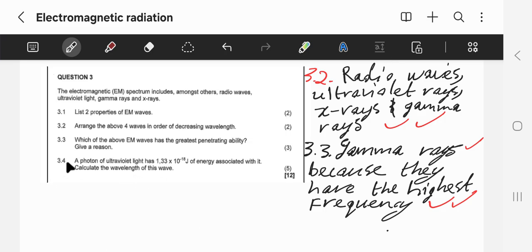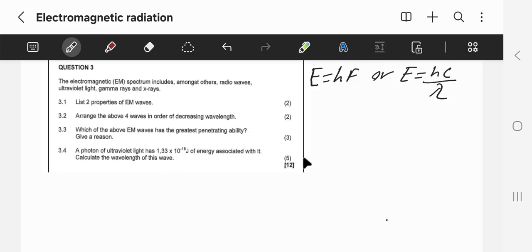Now we move on to the last one, 3.4, and it says a photon of ultraviolet light has 1,33 times 10 to the power of negative 18 joules of energy associated with it. Calculate the wavelength of this wave. Firstly, I'm gonna write down our two formulas. These are our two formulas, but remember that this one we use when we are given what? Frequency, and this one we use when we are given what? The wavelength. So this is the one that we'll work with.